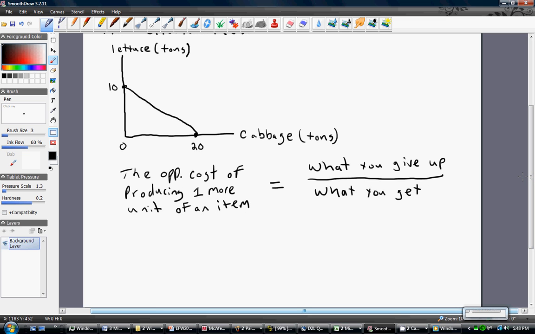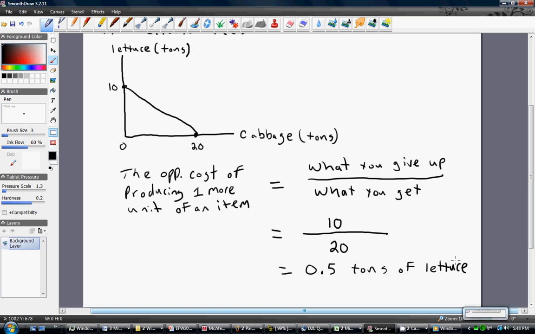Let's now calculate the opportunity cost of producing one more unit or one more ton of cabbage. We're going to use this formula. So the opportunity cost of producing one more ton or one more unit of cabbage is what you give up. And if all we're doing is producing cabbage, we're giving up the opportunity of producing 10 tons of lettuce. What do we get if we produce nothing but cabbage? 20 tons of cabbage, and we get an answer of 0.5 or 1/2 tons of lettuce.